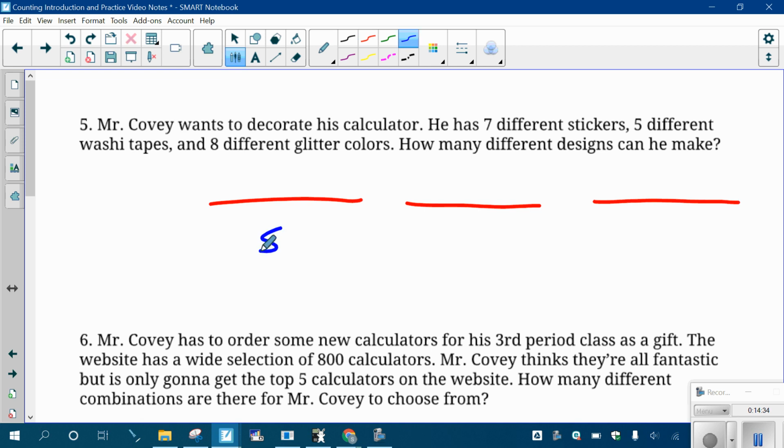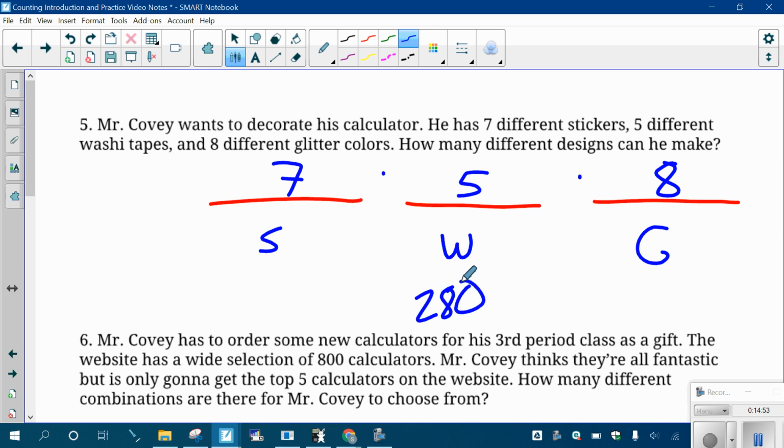For the sticker decision, there's 7 possibilities. For the washi tape decision, there's 5. For the glitter decision, there's 8. Multiply those all together. Type it in your calculator, 280 different possibilities. Okay, cool.